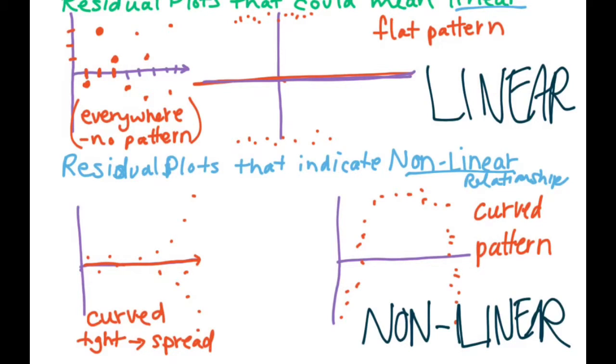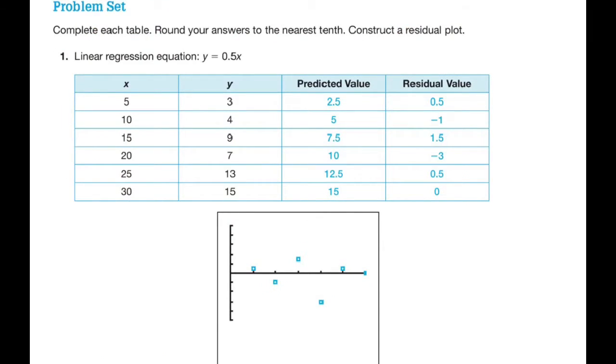So let's do some examples. We're going to start by looking at the one that they did. This is what they're going to give you. They're going to give you an equation, and they're going to give you a table. Remember that these values right here are what we observed.